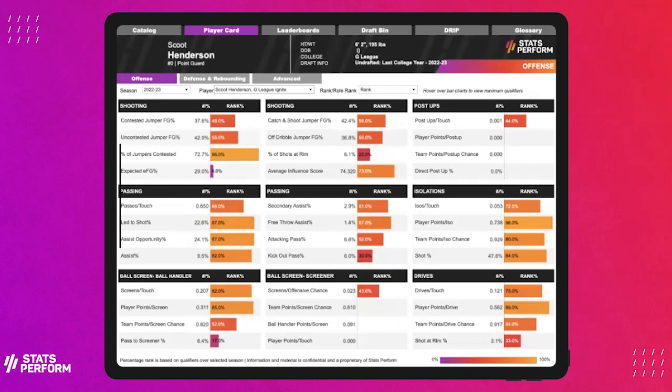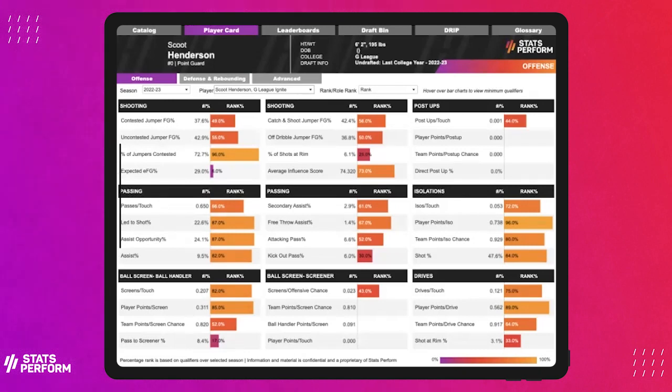So let's look at Scoot. One interesting thing that stands out here is he's in the 96th percentile of the percentage of his jumpers that are contested. That means the defenders are playing really tight defense on him, which sometimes, when you're looking at a prospective draft prospect, maybe you don't have a huge sample of shots, kind of seeing how the players on the other team respect his shot can be a useful additional data point.